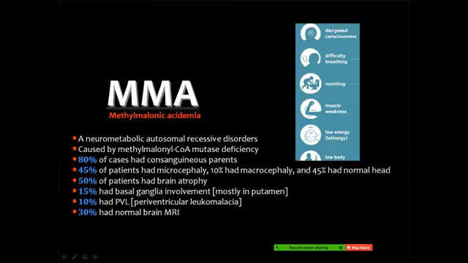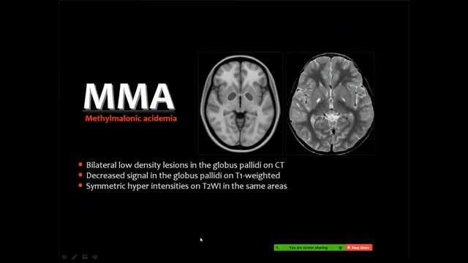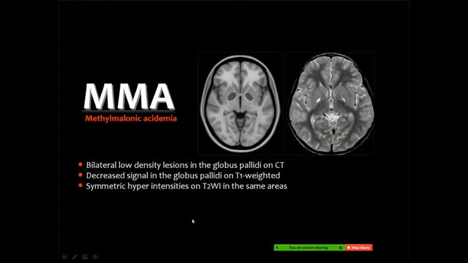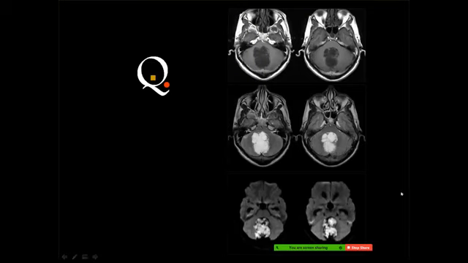These are the suspected or possible symptoms: decreased consciousness level, difficulty in breathing, vomiting, muscle weakness, low energy or lethargy, and low body weight. And this is almost the typical appearance, where you get abnormal bilateral symmetrical high signal in the globus pallidus of the lentiform nucleus.